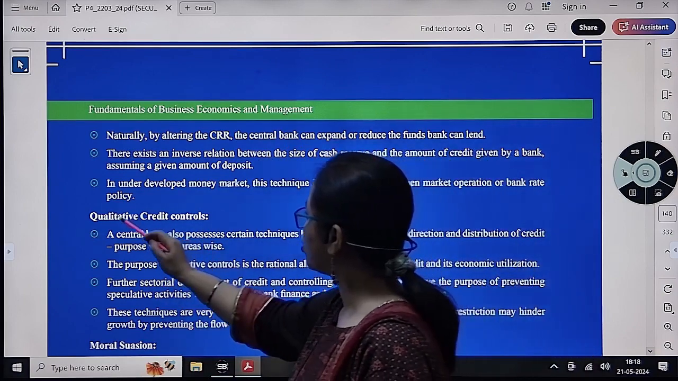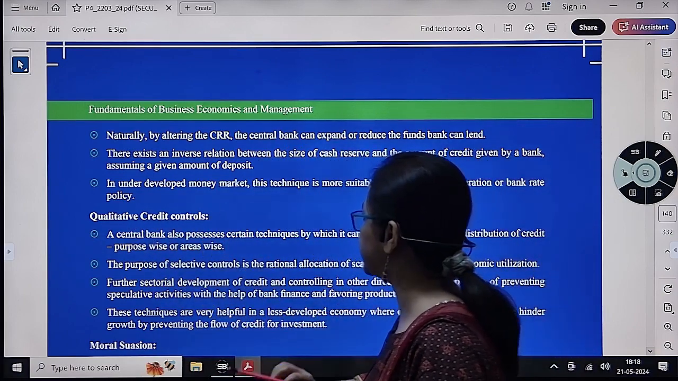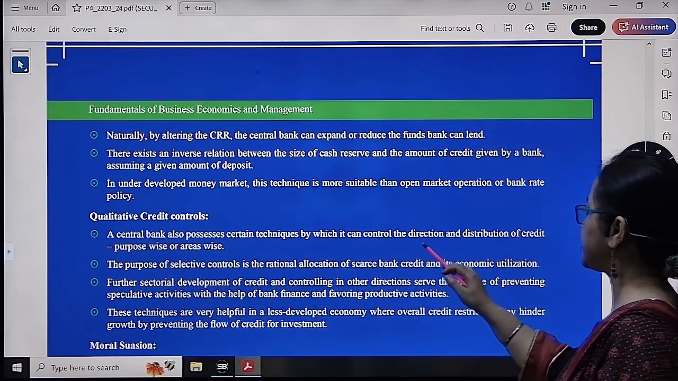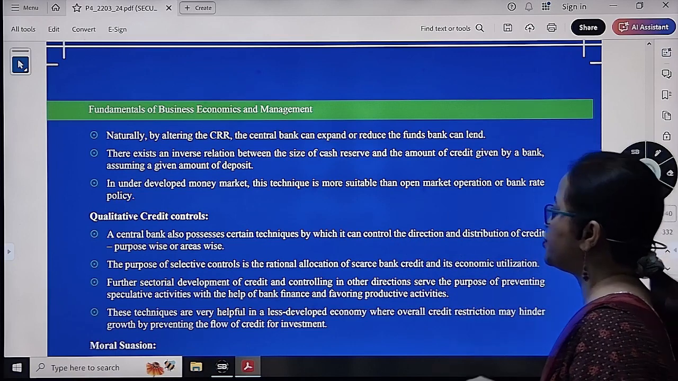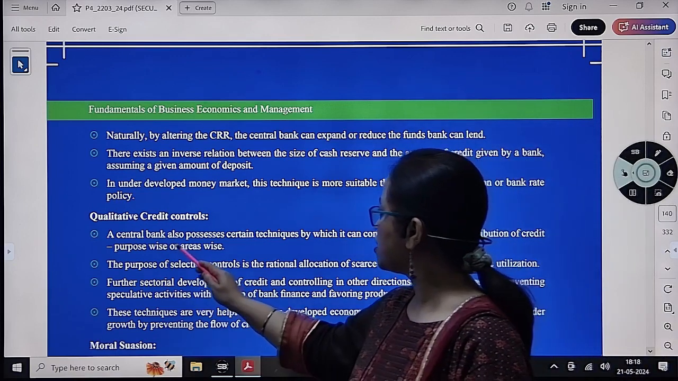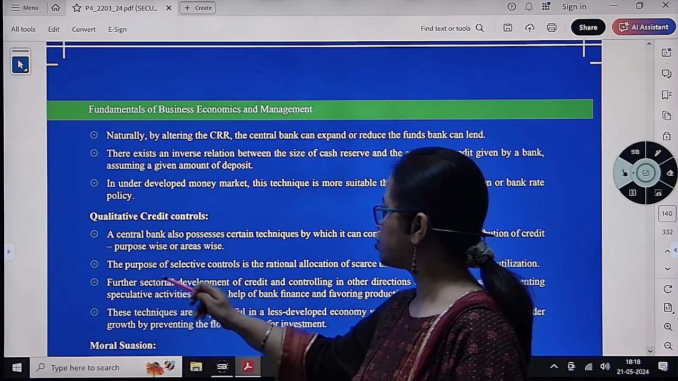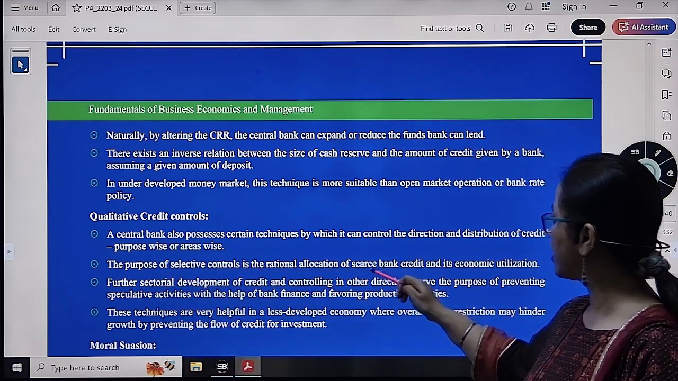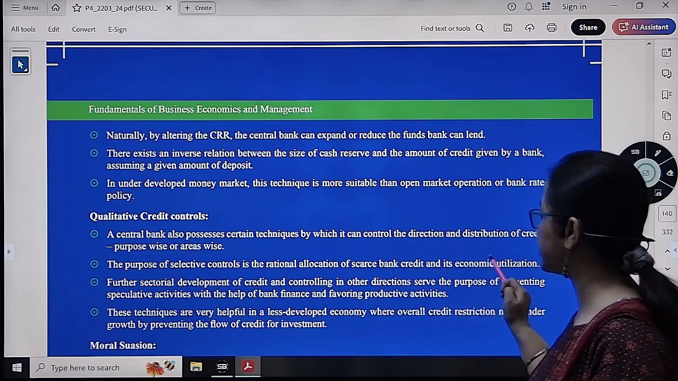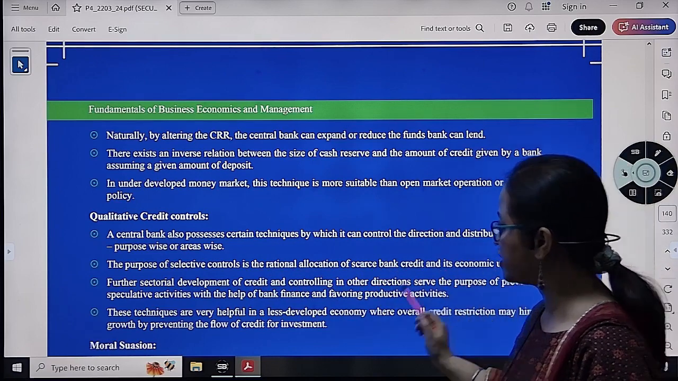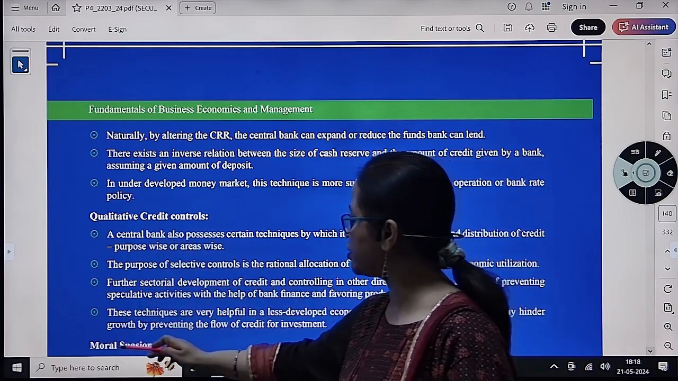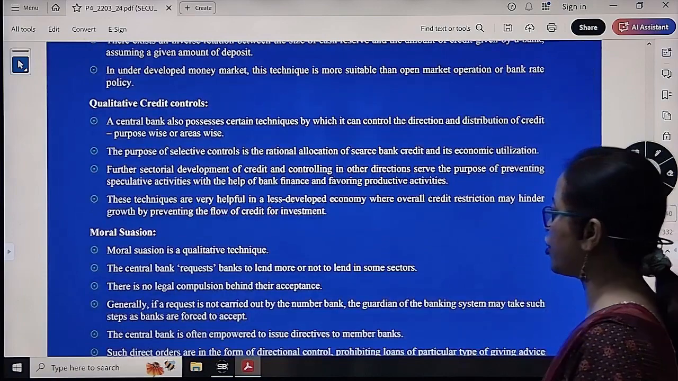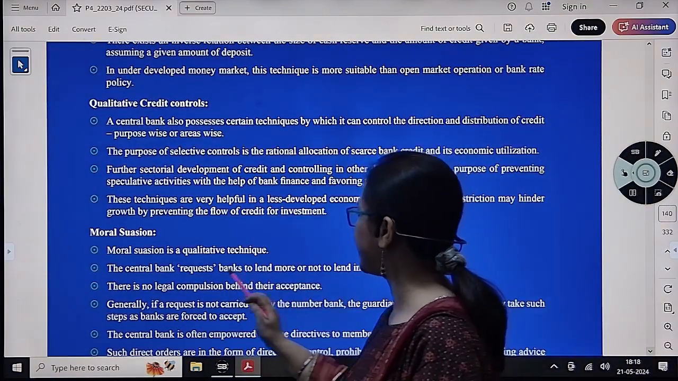So now, qualitative credit control. Here you can see a central bank also possesses certain techniques by which it can control the direction and distribution of credit, purpose wise or area wise. The purpose of selective control is the rational allocation of scarce bank credit and its economic utilization. So here we'll see some qualitative credit controls. One is moral suasion. So what is moral suasion? Moral suasion is like a request.